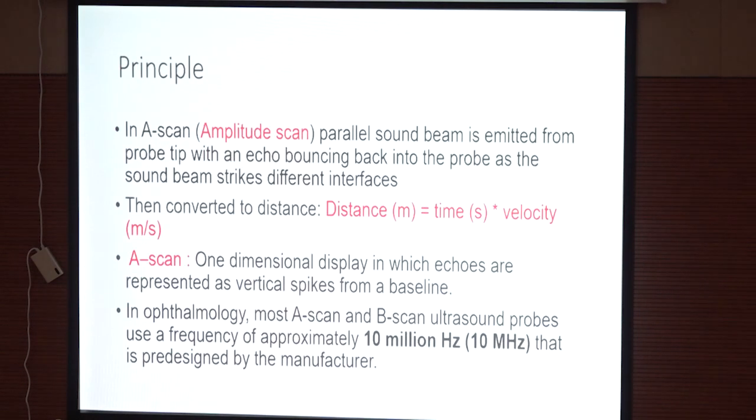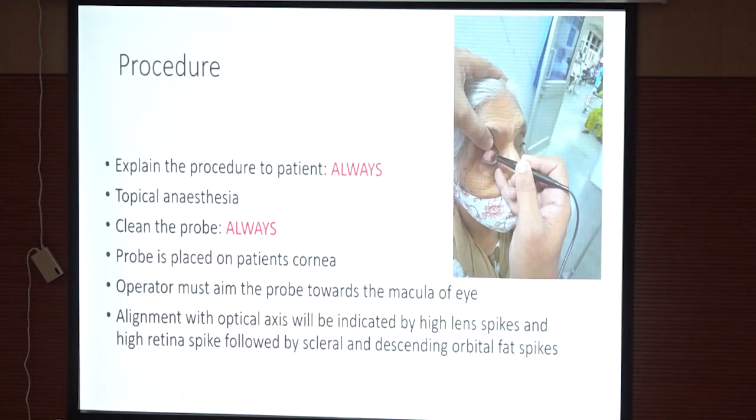So in A-scan, the parallel sound beam is emitted from the probe tip with an echo bouncing back into the probe as the sound beam strikes different interfaces. This is then converted; the distance is derived by the time and the velocity. So A-scan is a one-dimensional display in which echoes are represented as vertical spikes from a baseline. In ophthalmology, most A-scan and B-scan probes use approximately 10 megahertz, which is pre-designed by the manufacturer.